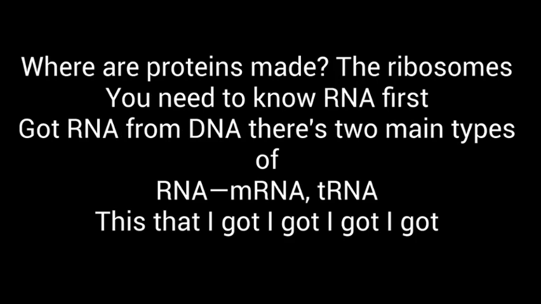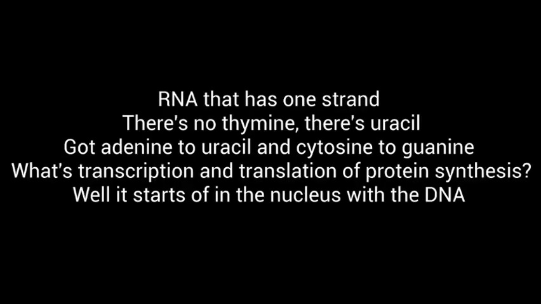Where are proteins made? The ribosomes. You need to know RNA. First, you get RNA from DNA. There are two main types of RNA: mRNA and tRNA. RNA has one strand. There's no thymine, there's uracil. Adenine pairs to uracil and cytosine to guanine.